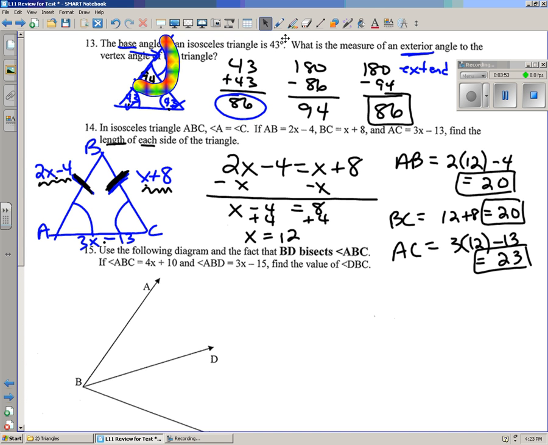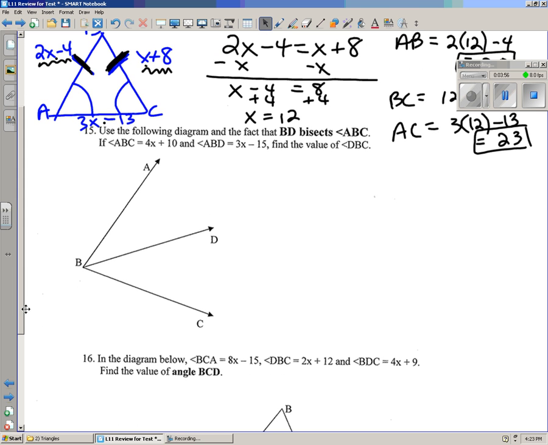All right, number 15 says use the following diagram and the fact that BD bisects angle ABC. So if BD is bisecting angle ABC, what that means is that these two baby angles are equal. So they're each going to get one swoosh. And this is review from Unit 1. It says angle ABC, A to B to C, is 4x plus 10, which is the large angle, and angle ABD is 3x minus 15, which is the smaller angle.